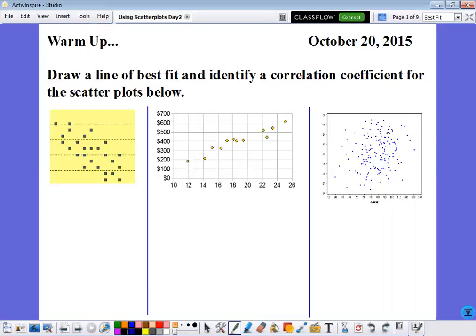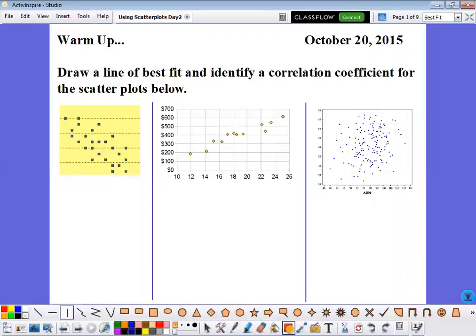So the first thing I want to be able to do in this warm-up is we're going to draw a line of best fit. After we can draw a line of best fit, based off of the way our data looks in comparison to that line of best fit, we can identify a correlation coefficient that would go with it. So the first thing I'm going to do on all three of these is I'm going to go ahead and draw a line of best fit.